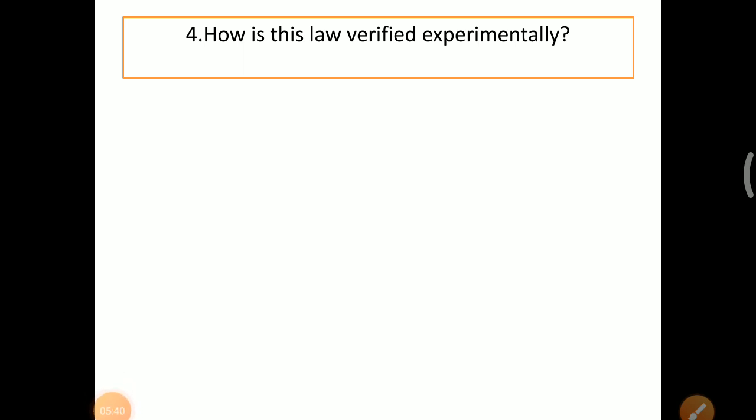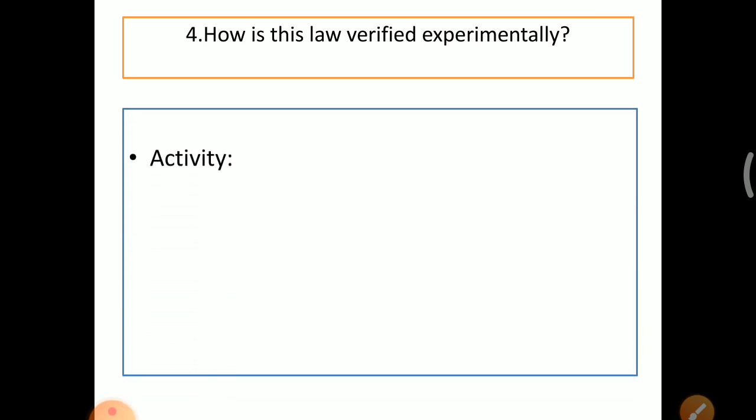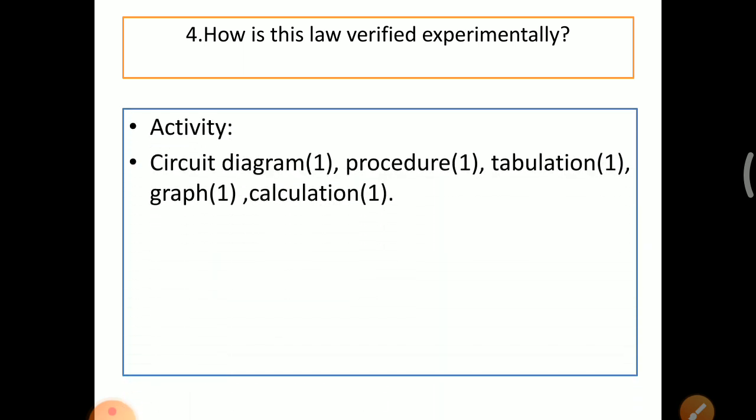The next question: how is this Ohm's law verified experimentally? In the last class I discussed an activity. That activity is the answer for this question. You have to write the activity fully. In this activity, you have to draw the circuit diagram. The circuit diagram carries 1 mark. You have to write the procedure. That procedure carries 1 mark.